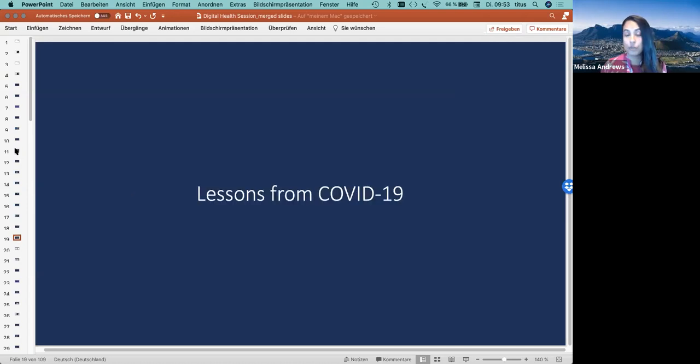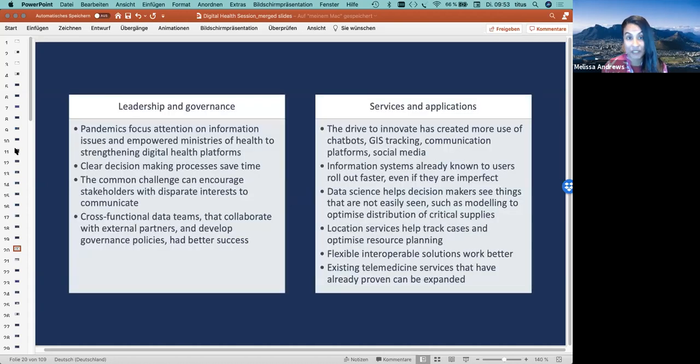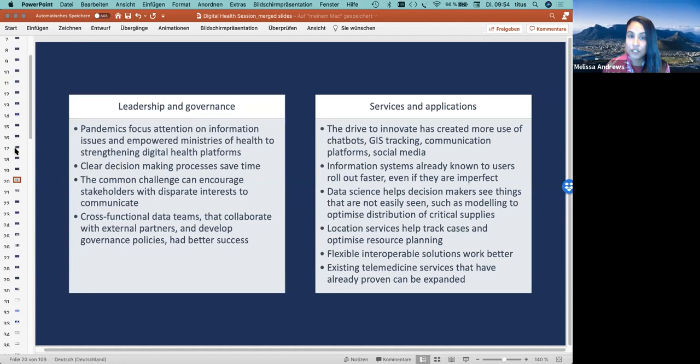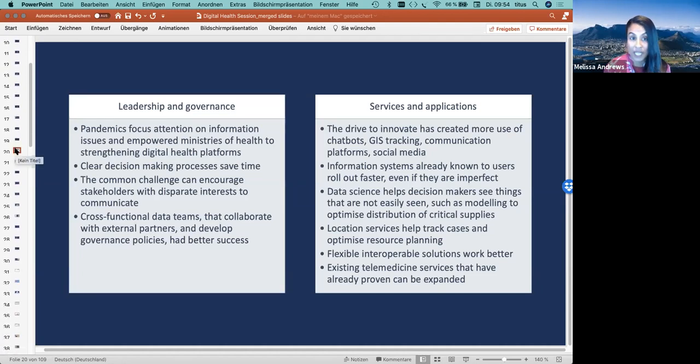Just some of our lessons from COVID, which are extremely important. The next slide and the next two slides will really focus on the five e-health strategy areas. So if we can go next, we're looking at leadership and governance, and services and applications, which are two of the five focus areas. I'll pull out some. A common challenge can encourage stakeholders with disparate interests to communicate. We know that we needed clear decision-making, and clear decision-making processes save time. We needed cross-functional data teams that collaborate with external partners. Some of our services, we have learned that information systems already known to users roll out faster, and at times, even if they are imperfect, they just get used a lot quicker.